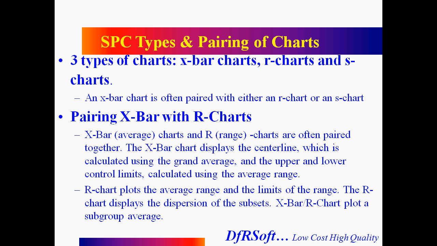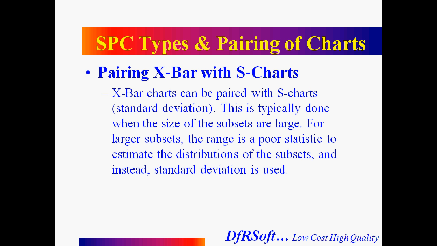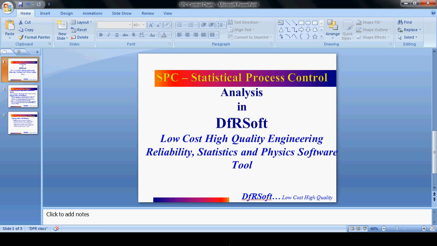There are three basic types of charts in SPC: X-bar, R, and S charts. Those are the average, range, and standard deviation charts. Typically you pair two of the three, X-bar and R, or X-bar and S chart. In the case of DfRSoft, we have both pairings, so you can look at those. So there's the other pairing, X-bar and S chart. We just wanted to mention that. And now let's go over to the application and actually see what we've been talking about.